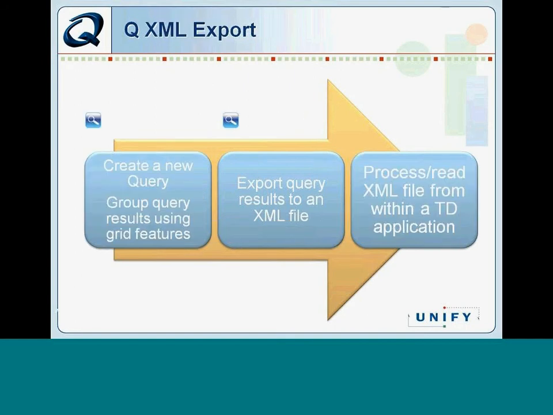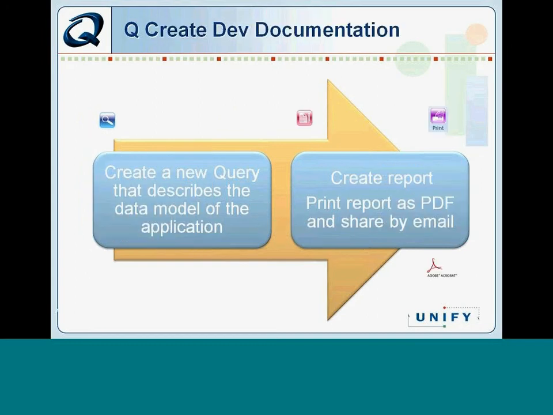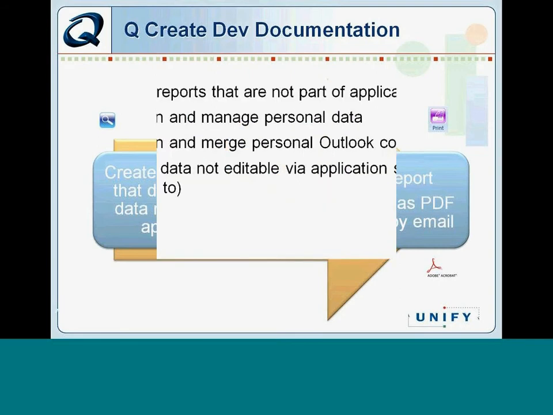You can do XML export. So if a developer needs to provide XML functionality inside his application, he can provide sample data using the XML export capabilities of Q. Create developers documentation. Just create a report that describes the data model, print that report as PDF, and save that PDF in your project repository, whatever that is.